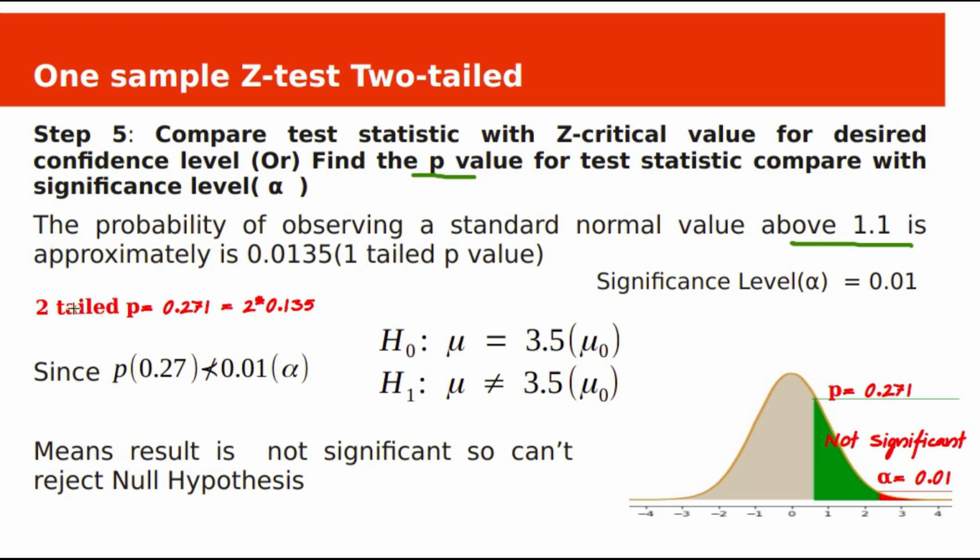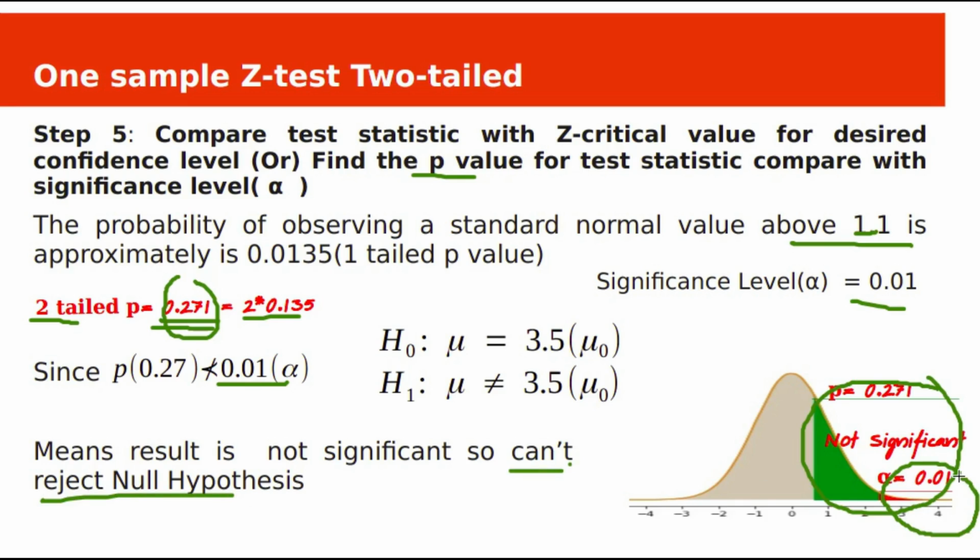So to find the two-tail p-value, just multiply this value by 2. You will get the p-value for the two-tail test, 0.271. We have to compare this p-value with the specified alpha. Alpha here is 0.01. P-value 0.27 is not less than 0.01. If p-value is less than alpha, then you can reject the null hypothesis. But here it is not less than alpha. You cannot reject the null hypothesis.